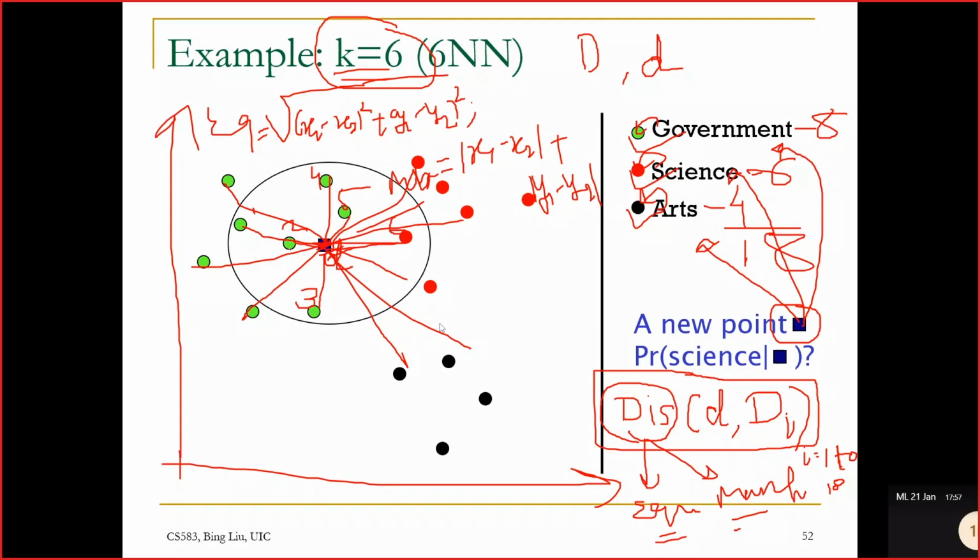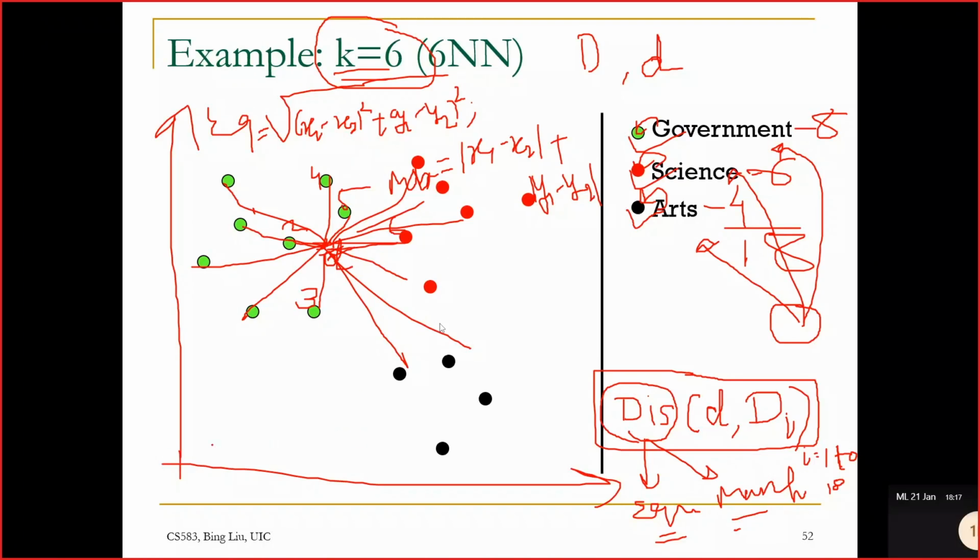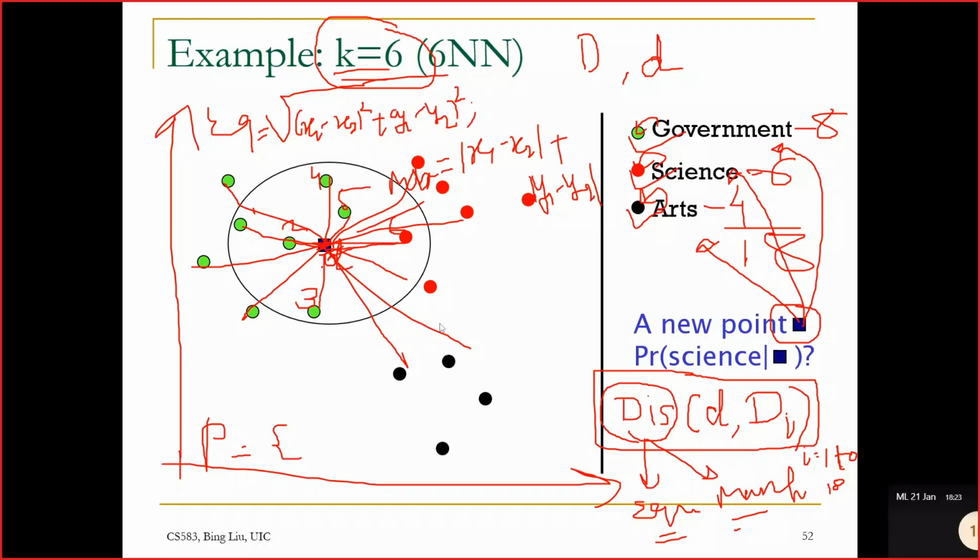Now, once you have selected the 6 closest points, the third step is to assign D the class. That is your goal, right? You want to identify the class of the unseen sample. Which class are you going to assign? The most frequent class in P. So now P means, how many greens are there in this? 1, 2, 3, 4, 5.